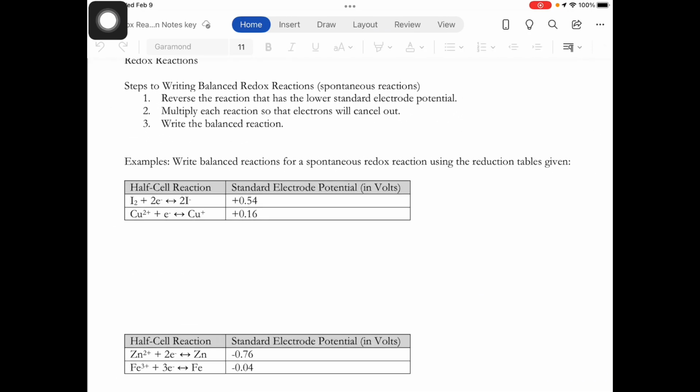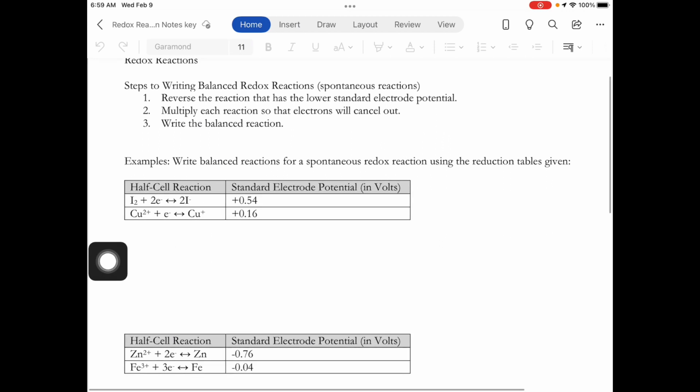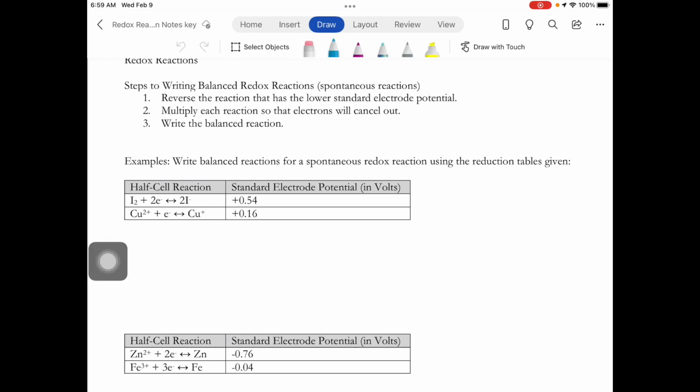So we're going to go through 2 examples. This is exactly what your worksheet will look like. It'll be exactly what your test will look like for this type of stuff. So you want to write balanced reactions for a spontaneous reaction using the reduction tables given. If we've got these 2 reactions, 0.54 and 0.16, do watch, because I might not always put the larger value on top. But this is the smaller value, so we need to flip. We need to flip this one.